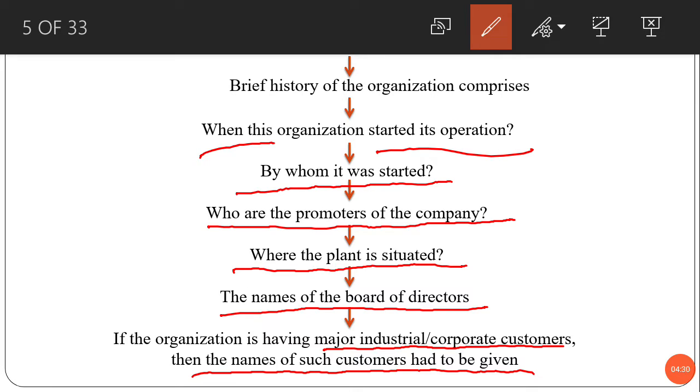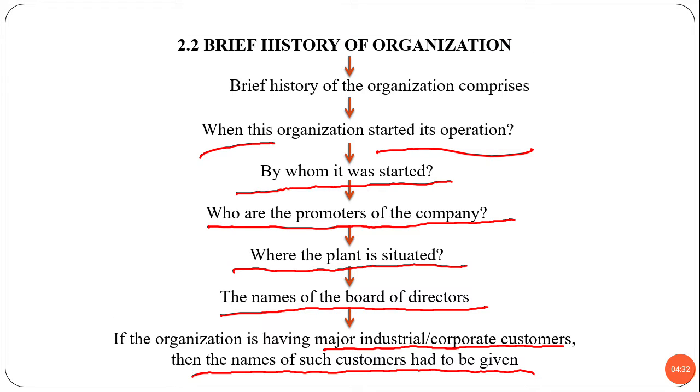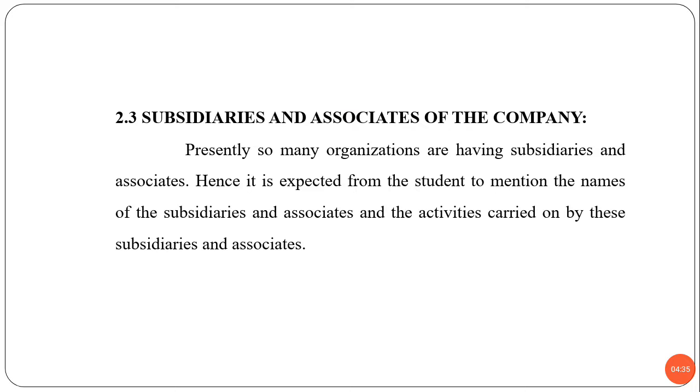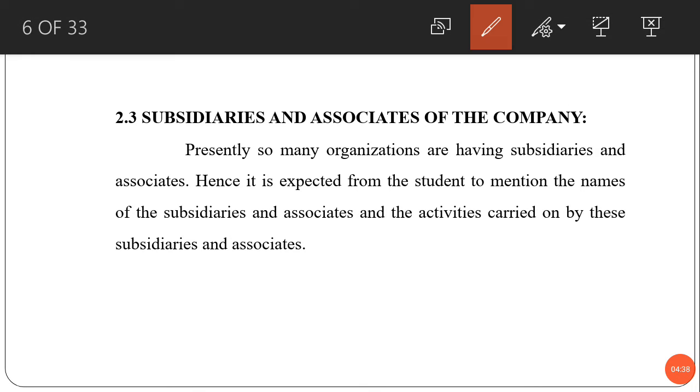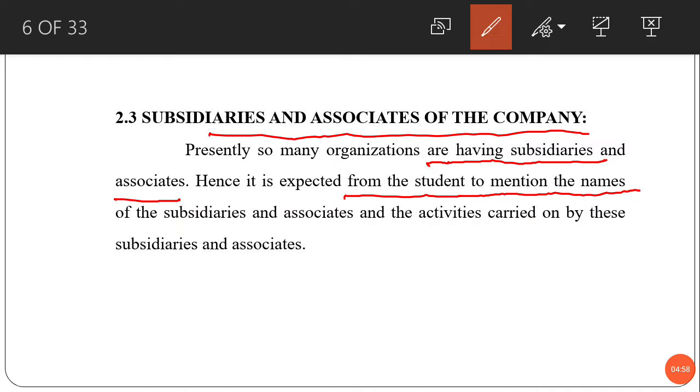After the brief history of the organization, one has to give subsidiaries and associates of the company. Presently, so many organizations have subsidiaries and associates. Hence, it is expected from the student to mention the names of the subsidiaries and associates and the activities carried on by these subsidiaries and associates.